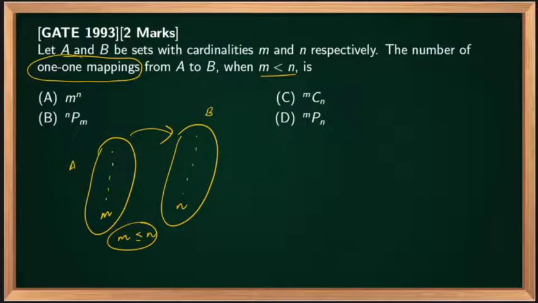So the answer should be: you can select M elements from here, that can be done in NCM ways, into M factorial, right? So that's equal to NPM. So the answer should be P.